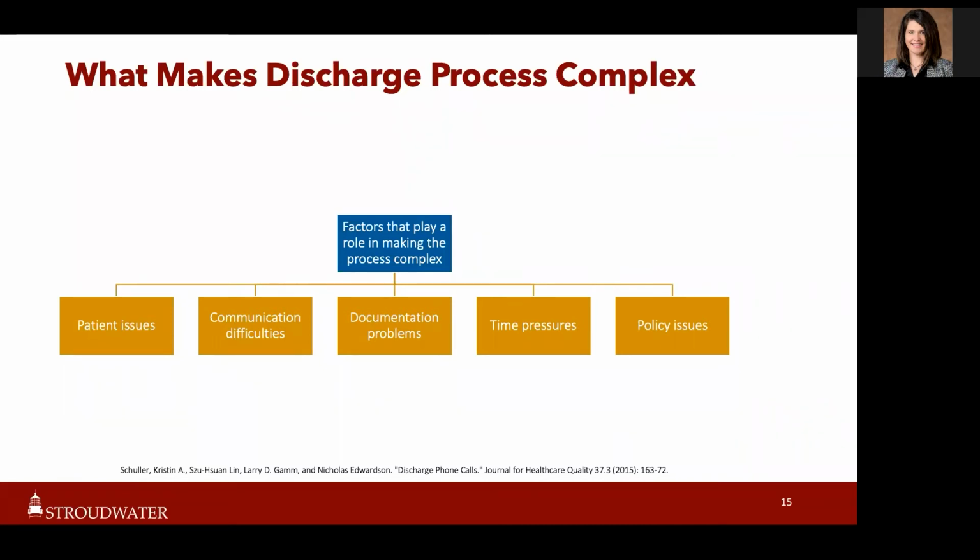And then we have policy issues. Things are always changing. We're still in the public health emergency, and so at the time, there are all these different waivers. So what's applicable to us, lots of different changes, lots of things to keep up with. So those can certainly impact our discharge planning process.